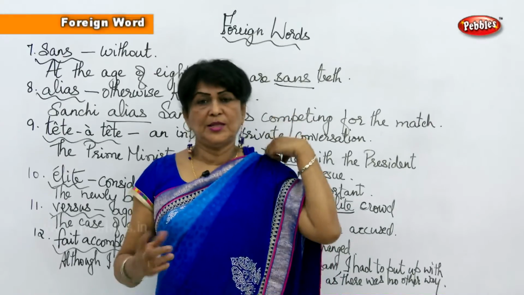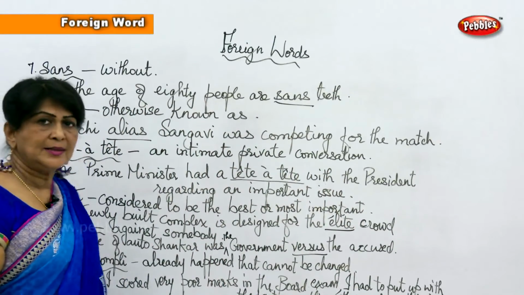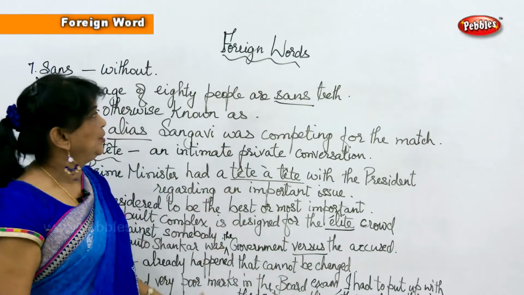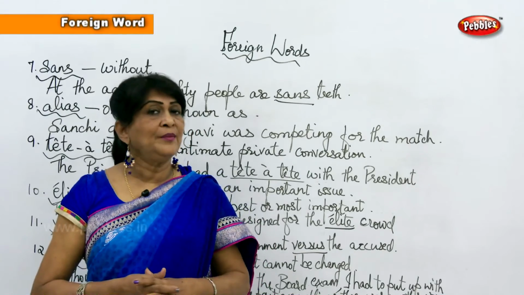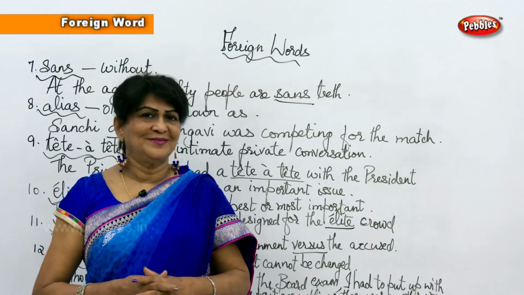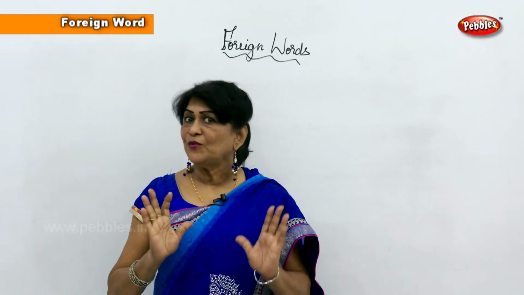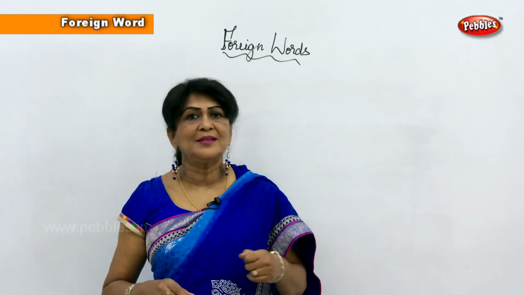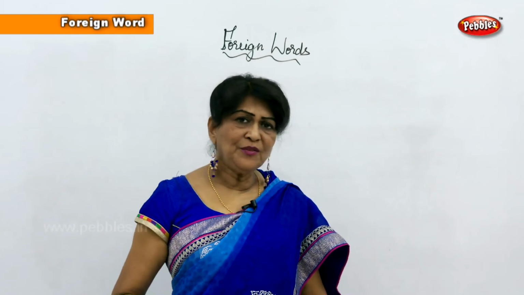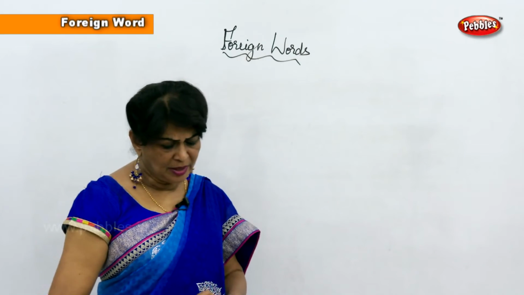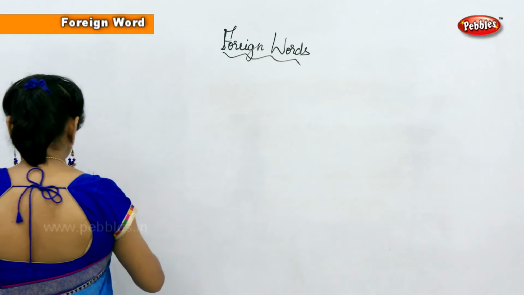Okay, now first we saw 6 words and now we've seen another 6. I'm sure you have understood the meanings of all these words and you're going to use them in sentences of your own. I decided to give you 15 foreign words. We have already done 12. I'm going to give you 3 more very commonly used ones and let's see. Okay.